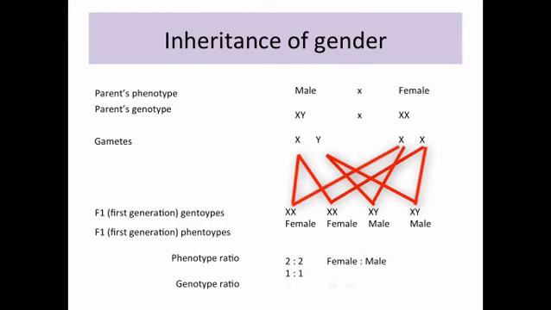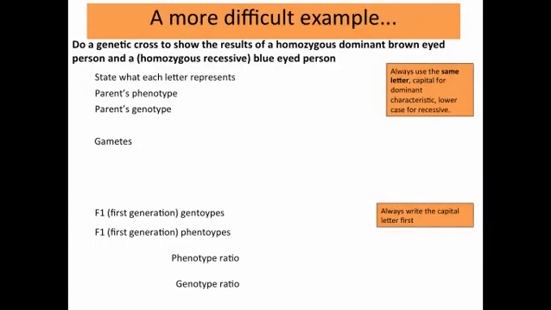The genotype ratio, XX to XY, is 2 to 2, which can also be simplified to 1 to 1. Now let's go to a more difficult example. We're looking at brown-eyed and blue-eyed people. Okay, so a homozygous dominant brown-eyed person and a homozygous recessive blue-eyed person.